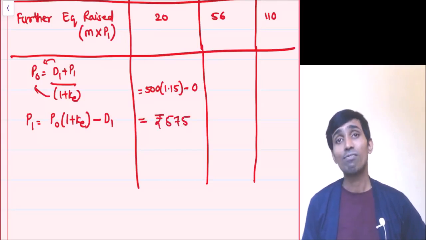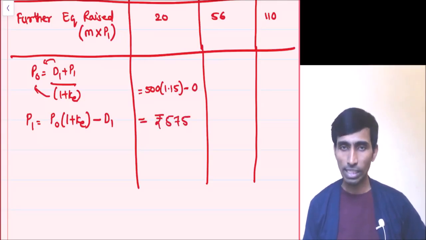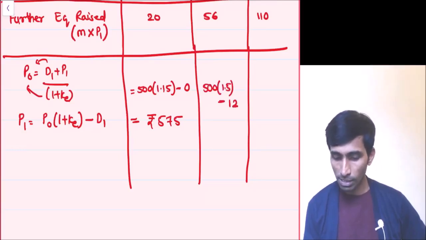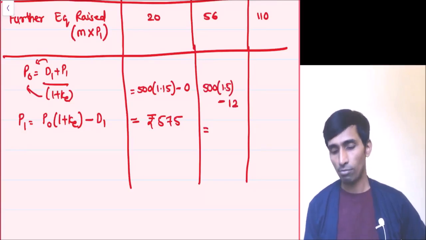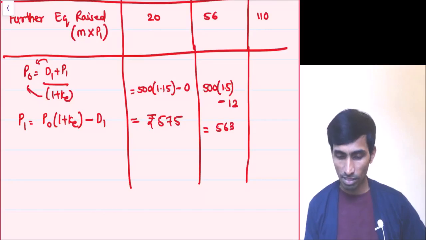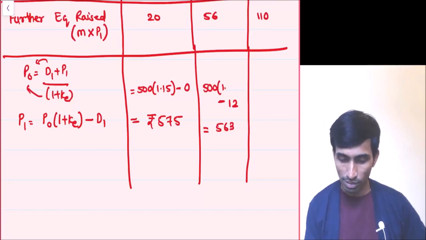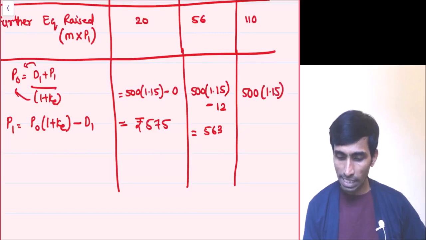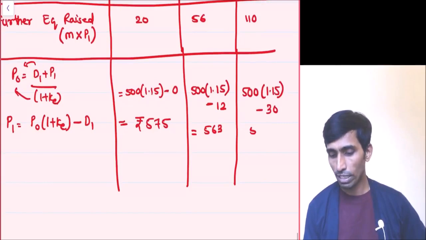So my P1 is rupees 575. Here, 500 into 1.15 minus I have paid 12 rupees dividend, so my price is 563. Understood? Clear? It is not 1.5, it is 1.15, I made a mistake. Same way here, 500 into 1 plus KE minus the dividend paid, 30 I think, so the price comes to 545.